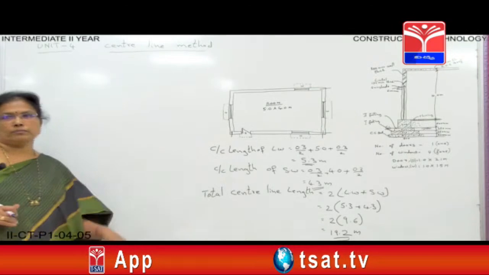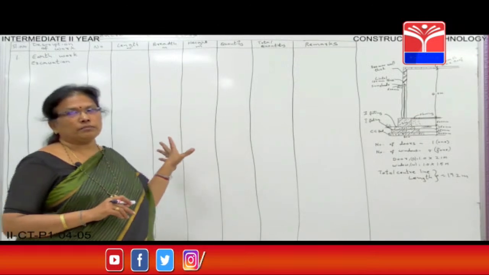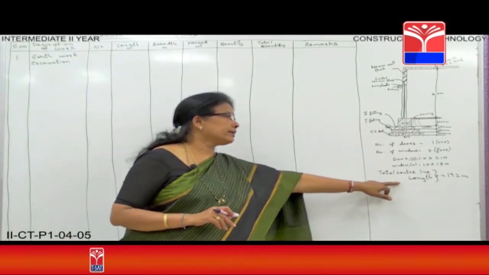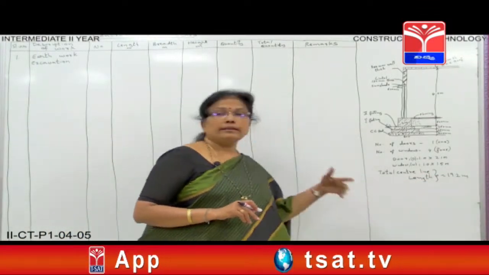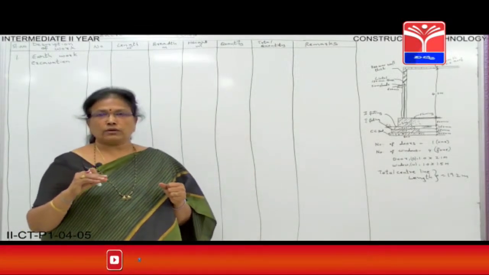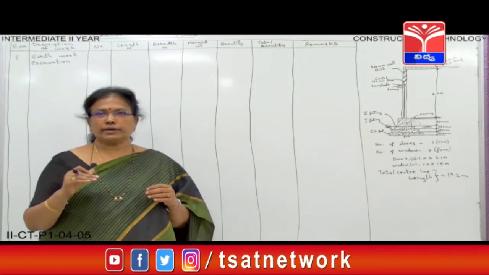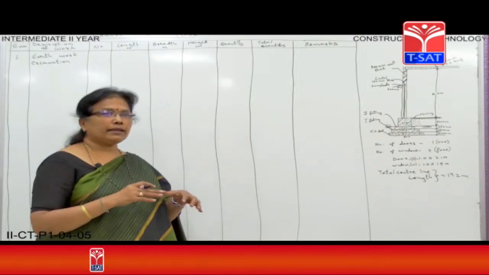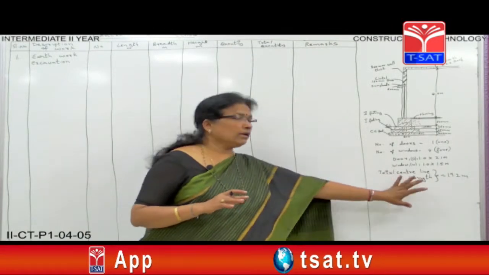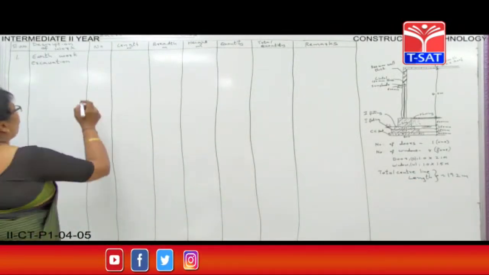Now let's do the problem. I have drawn a detailed measurement form. Now we'll start the problem. Already we have calculated the total center line length, 19.2. In the long and short wall method, we used to calculate the quantities of items for the long wall separately and the short wall separately, and we used to add both. But here we have calculated the total center line length, so directly we will take the center line length. So in number we have only 1.